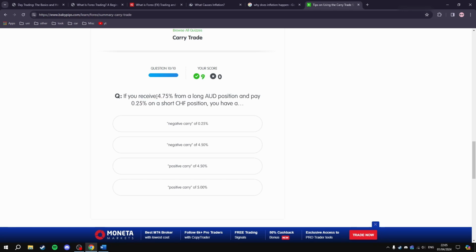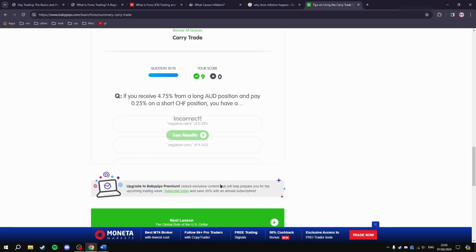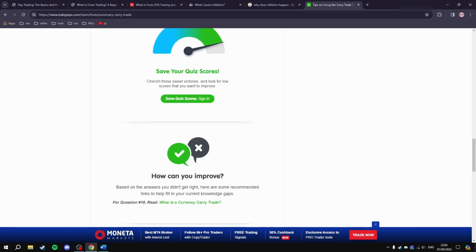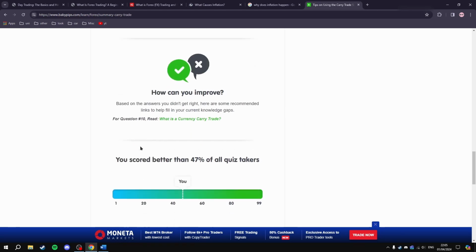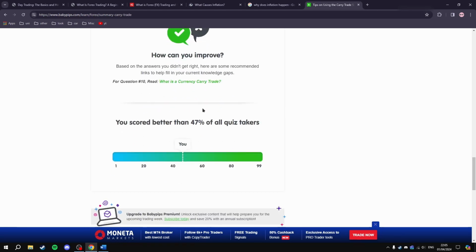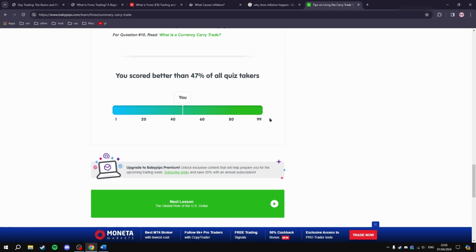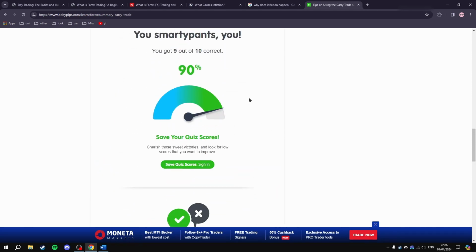So it's either one of the last two, but it's the differential, you just take one away from the other, so 4.75 minus 0.25, positive carry of 4.5%. That should be the right answer.